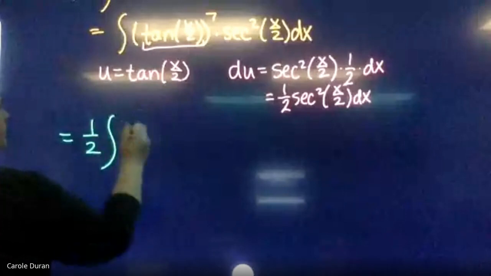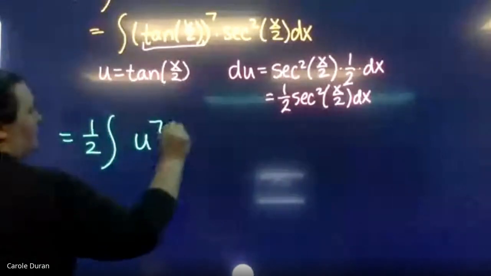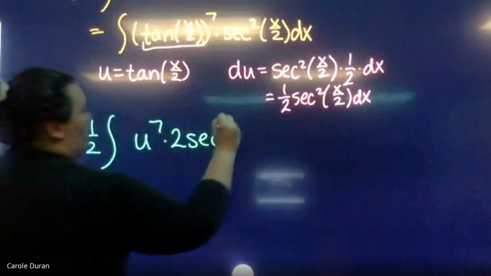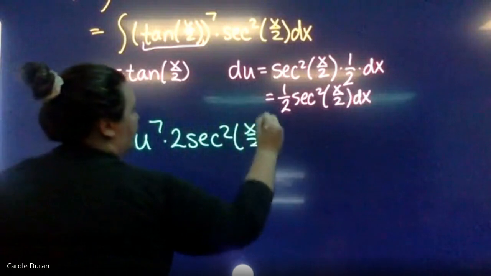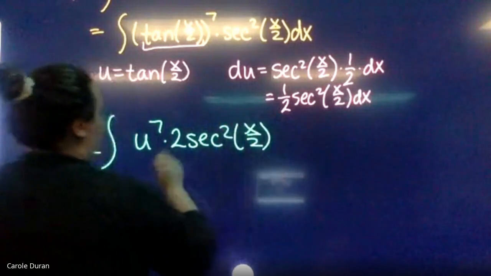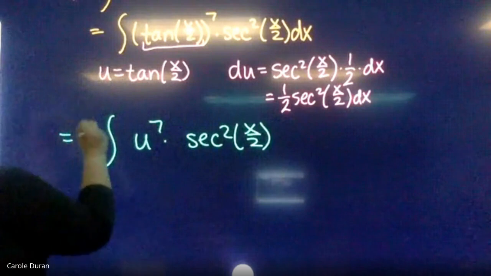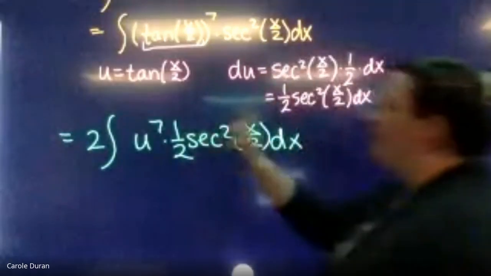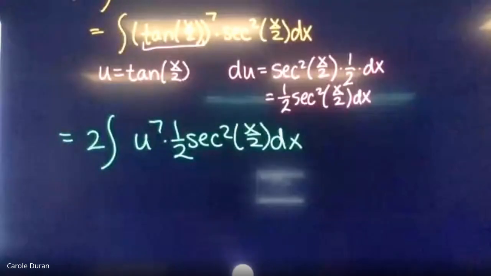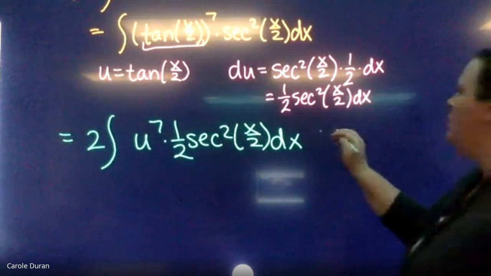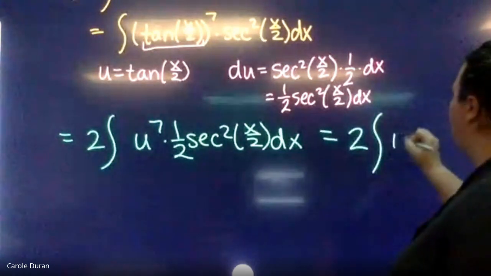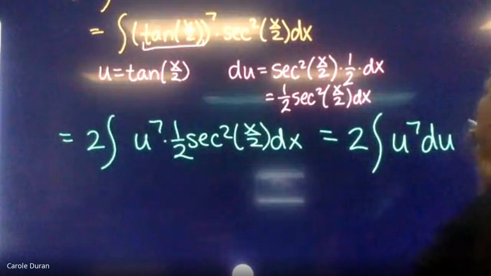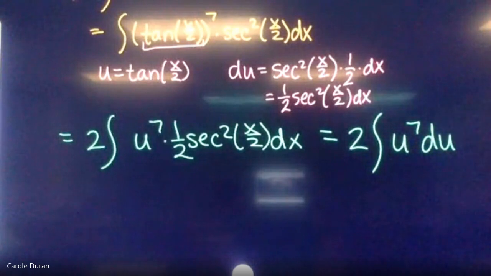I'm going to make that u. So u to the 7th times 2 secant squared x over 2. Oh, not 2. Opposite. That's right. I put a 2 out front to cancel out the 1/2 that I had to put inside. Once that perfectly matches, I can go ahead and eliminate that and replace it with the du. So this becomes 2 times the integral u to the 7th du, and then I anti-differentiate like normal.